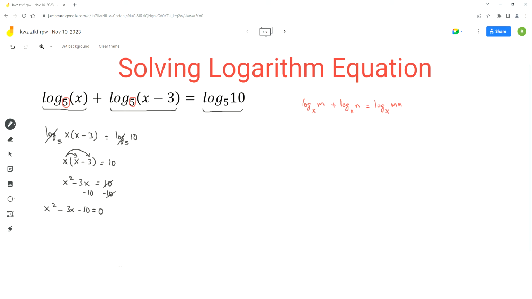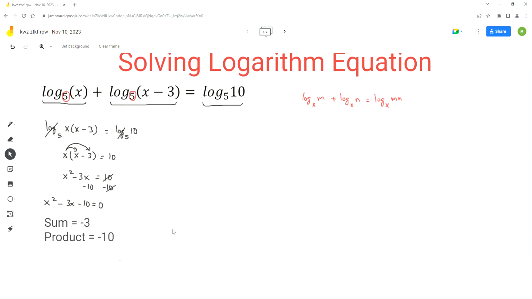This is a simple trinomial because the coefficient of the x squared term is an invisible one. We can use the sum and the product rule to factor this equation and then solve it. So we have to find two numbers whose sum is negative 3 and product is negative 10. In order to find these two numbers, we'll have to focus on the product first. So we have to think of two numbers that multiply to negative 10.